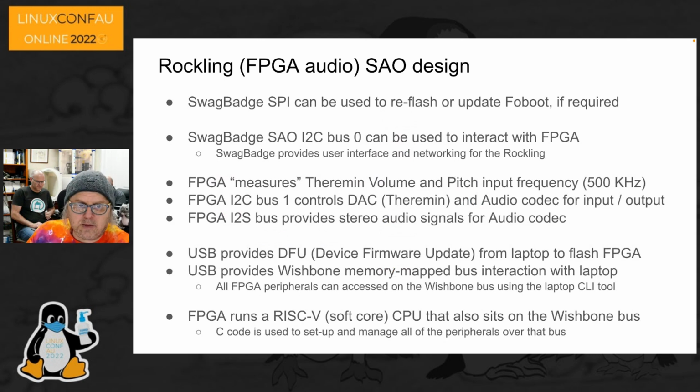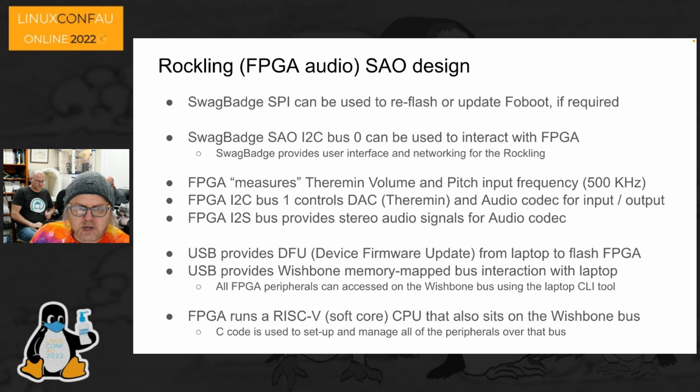So just to recap, we'll provide the Rockling with Fobo already flashed on it. But if for any reason we need to change or reflash it, then the swag badge can use SPI to reflash the flash memory on the Rockling. The main primary way of interacting between the swag badge and the FPGA will be via the SAO I2C bus, and that allows the swag badge to provide a user interface or networking for the Rockling.